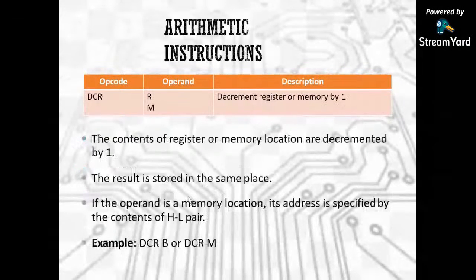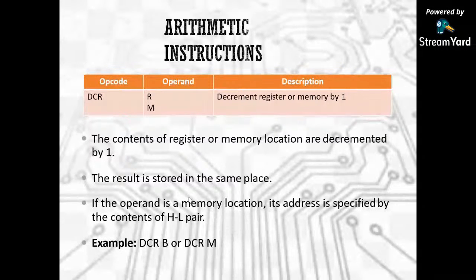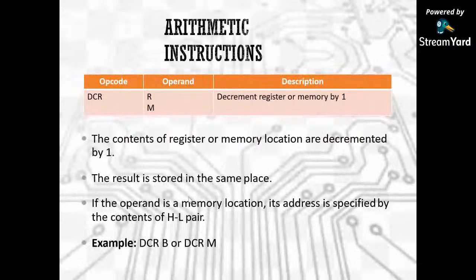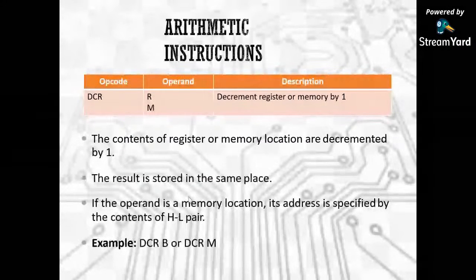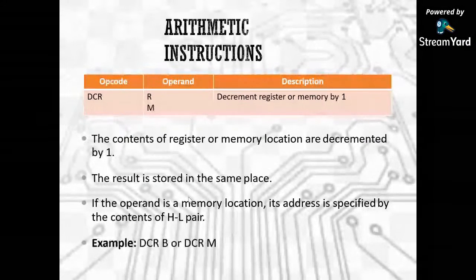So we have DCR, which is decrement register or memory by 1. The content of the register is decremented by 1, and the result will be stored in the same place. If the operand is a memory location, the address will be specified by the contents of the H and L pair. For example, DCR B or DCR M memory.